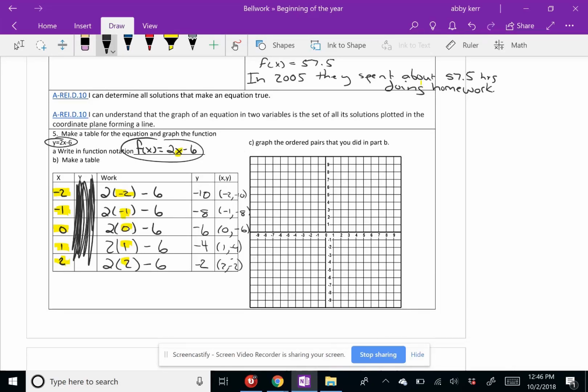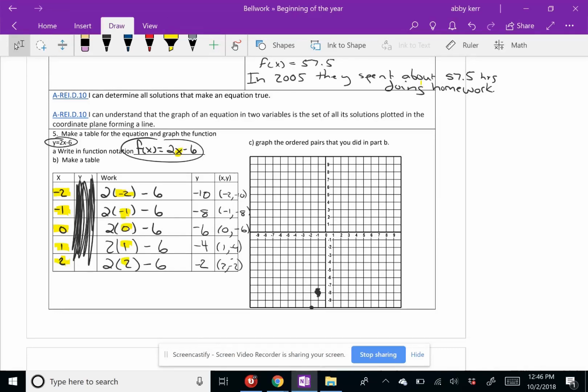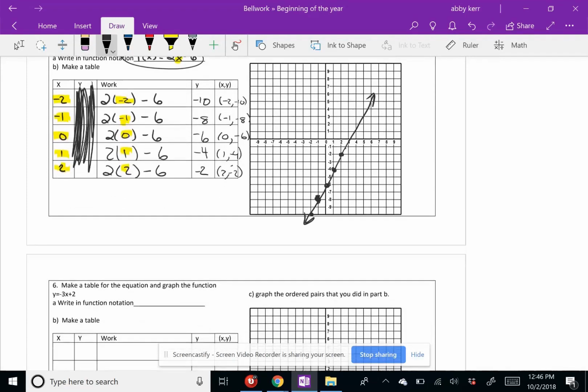So -2, -10, -1, -8, 0, -6, 1, -4, 2, -2. A few questions that came up today. Should I connect the points? Yes, you should, because I actually gave you a function. So when I give you a function, you can connect the points.